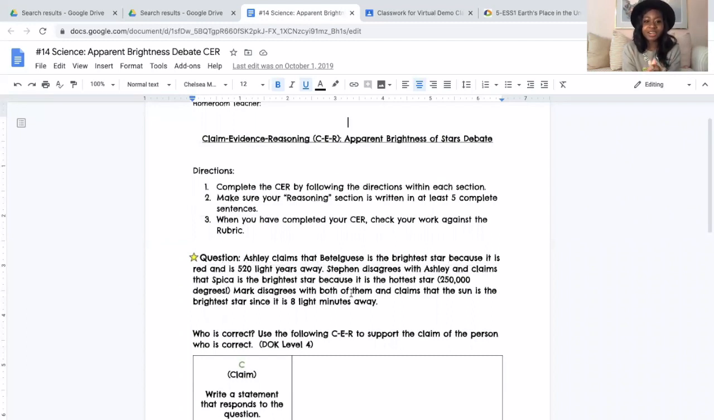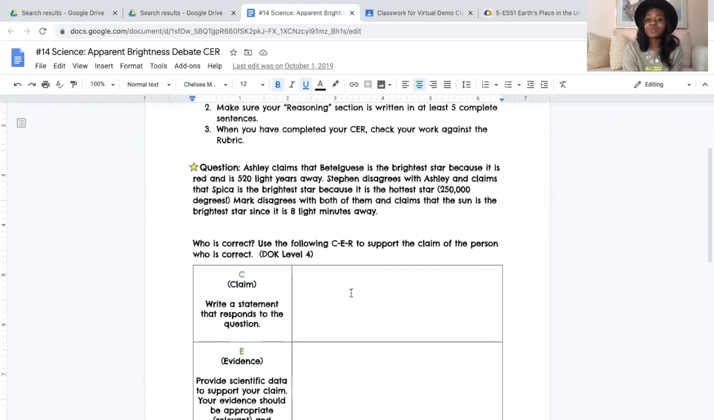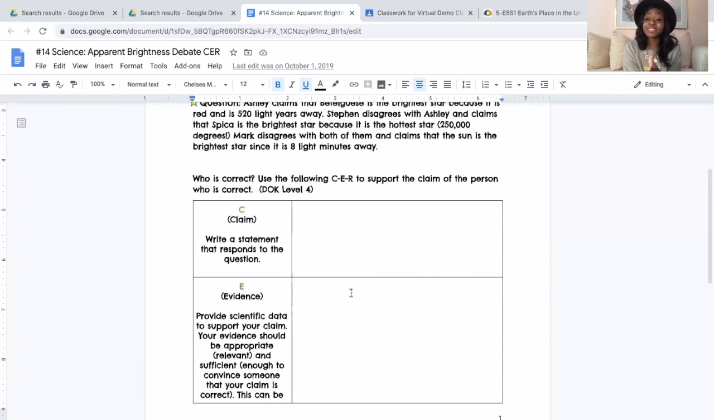So for this CER, the question states, Ashley claims that Betelgeuse is the brightest star because it is red and is 520 light years away. Stephen disagrees with Ashley and claims that Spica is the brightest star because it is the hottest star, 250,000 degrees. Mark disagrees with both of them and claims that the sun is the brightest star since it is 8 light minutes away. Who is correct? Use the following CER to support the claim of the person who is correct.